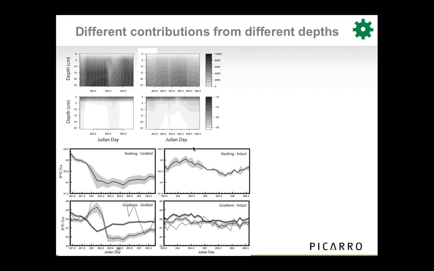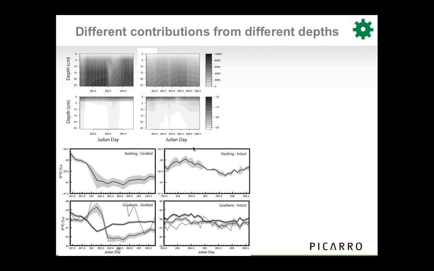What we're able to see with the Keeling plot is a little bit of temporal variation. But because the Keeling plot uses all of the points in the soil, we weren't able to resolve anything that was happening with depth. Whereas if we use the gradient approach, which is based on Fick's law, shown in the two plots on the bottom there, we were able to resolve some depth-dependent variation in the CO2 or the isotopic signature of flux.